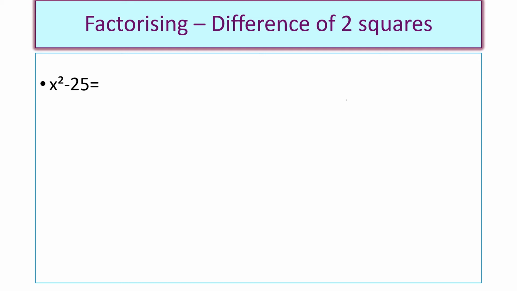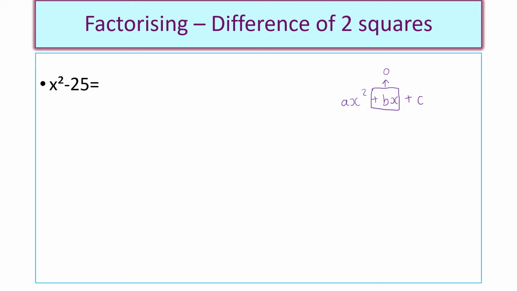Remember that normally your quadratic expressions come in this form. When I look at my expression here, x squared take away 25, I can notice that I'm missing this part. That is because b must be 0. So that means when I add two numbers, I must get 0.